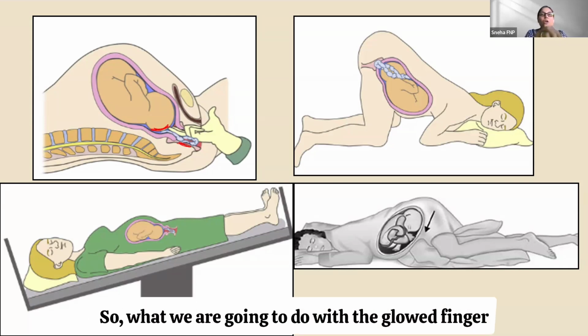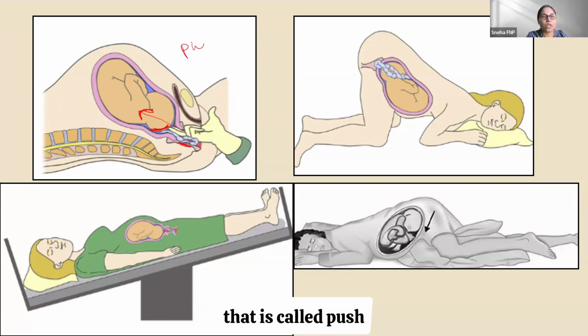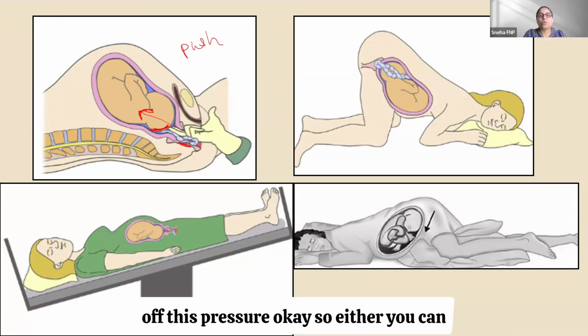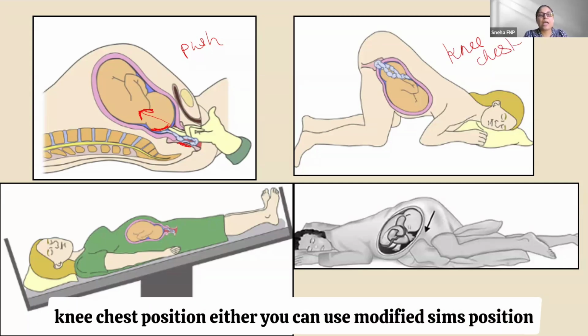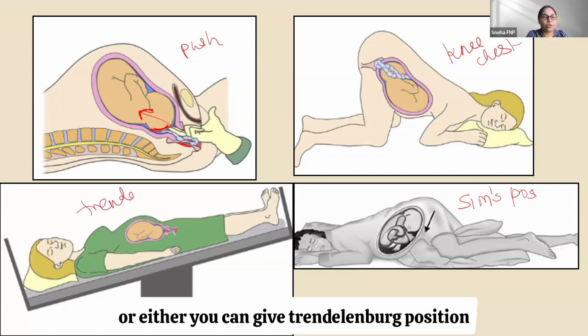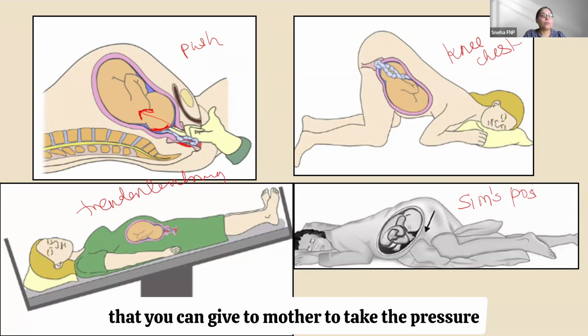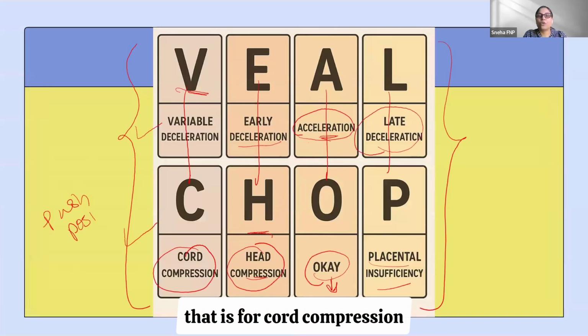So what we are going to do with the gloved finger, we are going to push the fetal head up. That is called push. And after pushing the fetal head up, we want to change the position of the mother to take off this pressure. Okay, so either you can choose knee chest position. This is called knee chest position. Or you can use modified Sims position, or you can give Trendelenburg position to the mother. So these are the different positions that you can give to the mother to take the pressure off of the umbilical cord. Okay, so that is for cord compression.